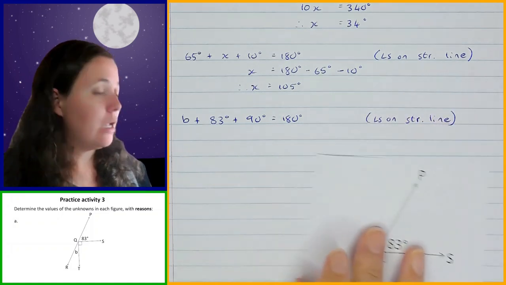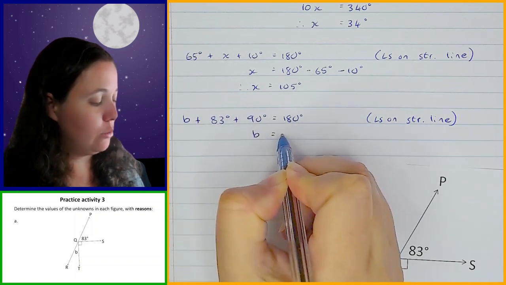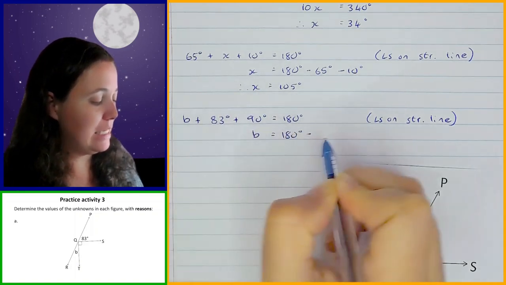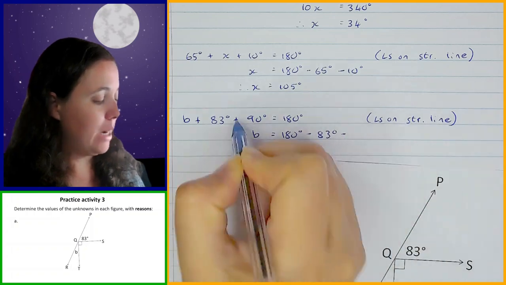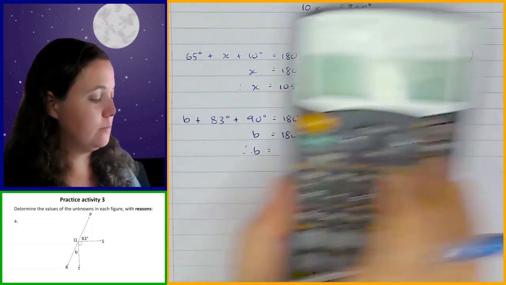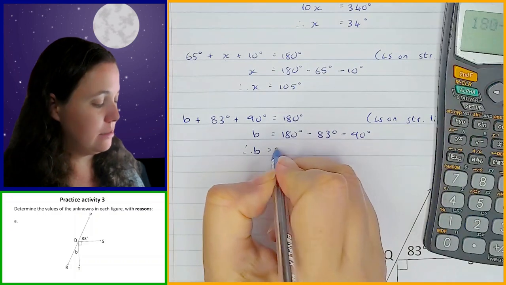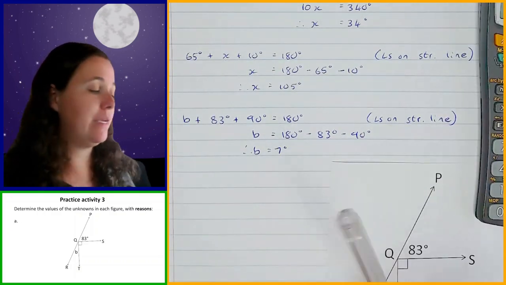Now that I've got my equation, I can solve for B. So I'm going to get B on its own. That's B equals 180 degrees minus 83 degrees minus 90 degrees. So therefore, B is equal to 180 minus 83 minus 90. That gives me 7 degrees. Okay, so now I know what B is equal to.